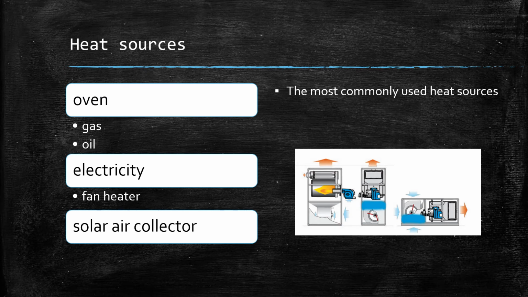Stoves that run on gas or oil are often used as heat sources, or they are operated electrically by a fan heater, but there are also occasional solar air collectors for use as a heat source. The heat transfer takes place almost exclusively by convective heat exchange via the air moved with the help of the heater.